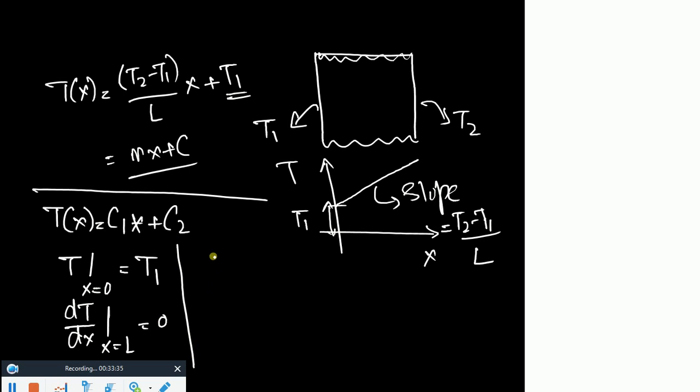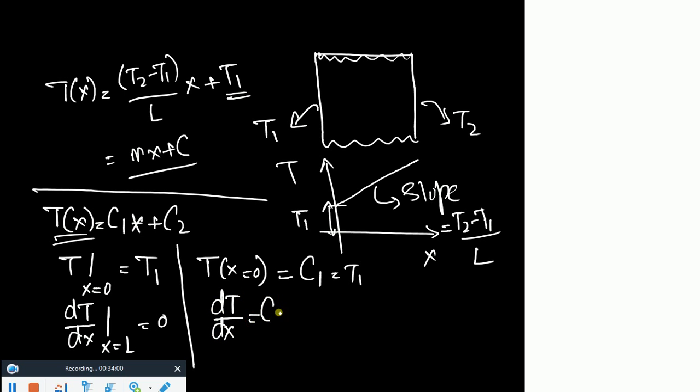What would you do? Now how can you find out that particular solution? T(x = 0) would be what? C2, and that would be equal to T1, right? Now, what would be the other side of the boundary condition? If you take its derivative, that dT/dx would be what?